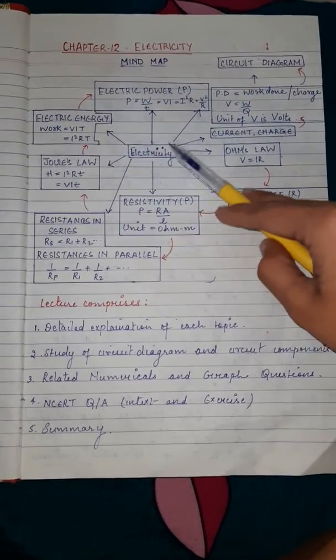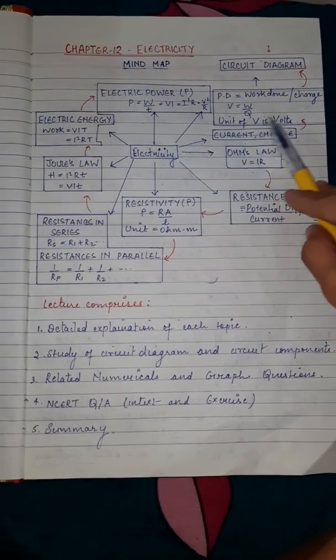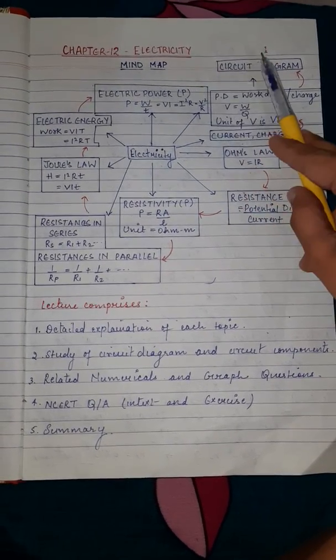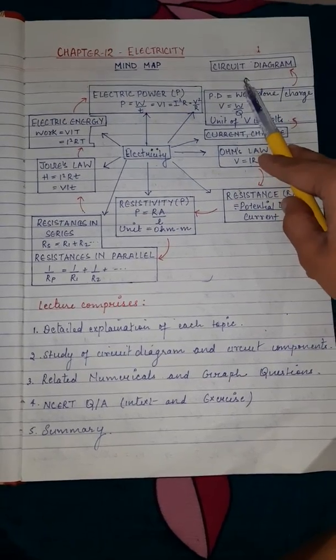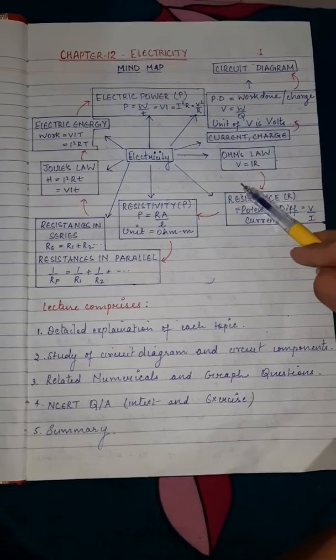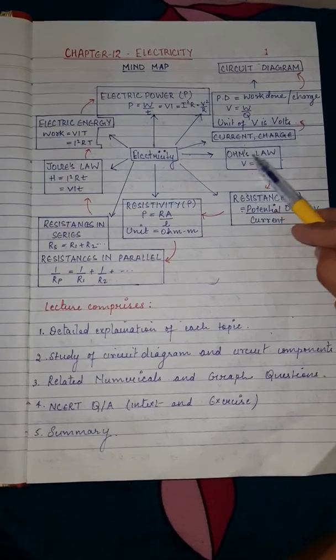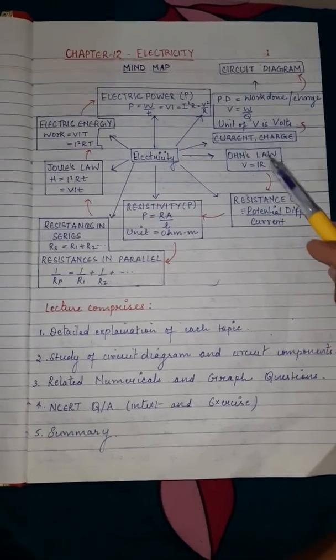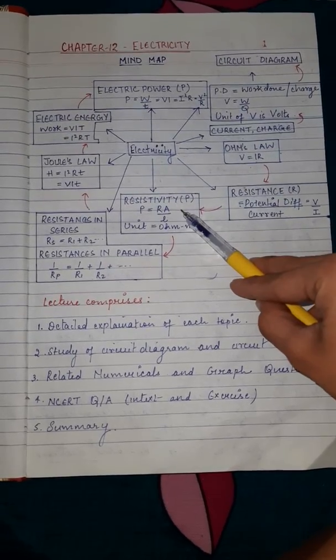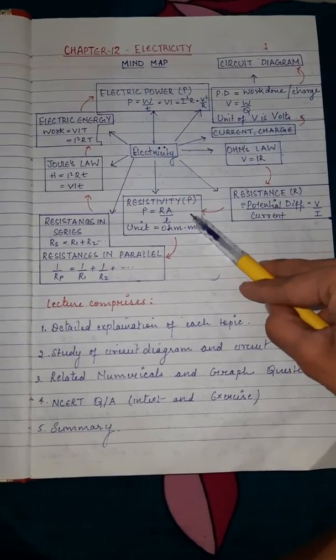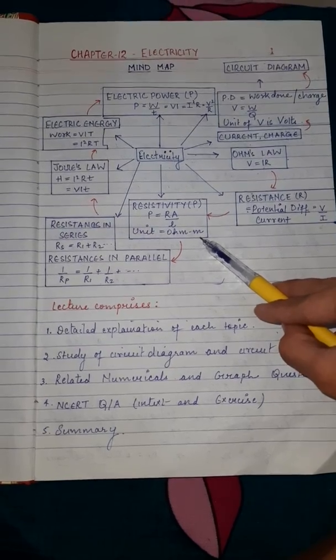We will study what is current, charge, potential difference, what you mean by a circuit diagram, and what it consists of. We will study Ohm's law, a relation between a potential difference and a current in a circuit. After that, we will study the resistance in a circuit, the resistivity, their formulas, their definitions, and their SI units.